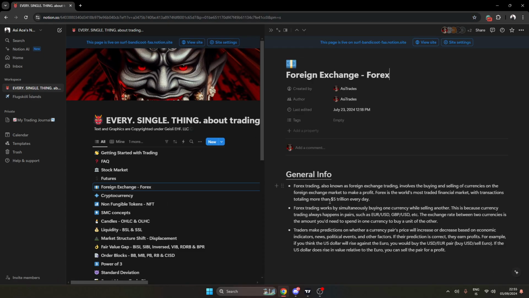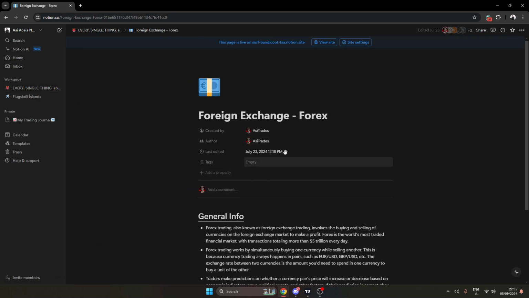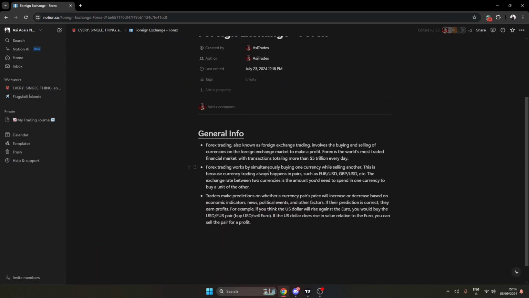Now, let's explain Forex, because Forex is the most traded market, I could say. Forex trading, also known as foreign exchange trading, involves the buying and selling of currencies on the foreign exchange market to make a profit. Forex is the world's most traded financial market, with transactions totaling more than $5 trillion every day.